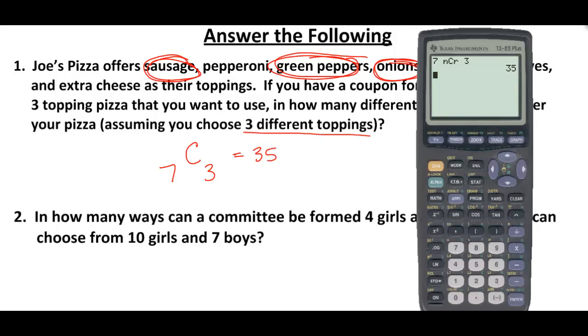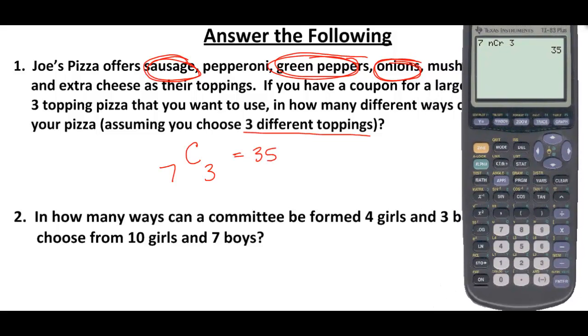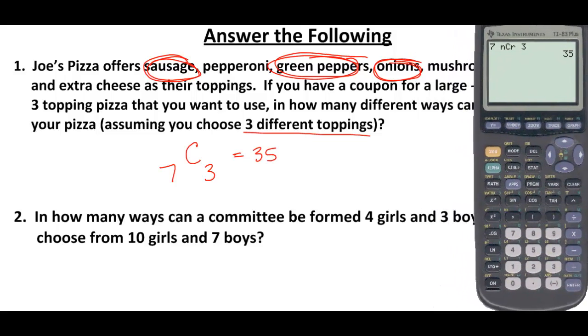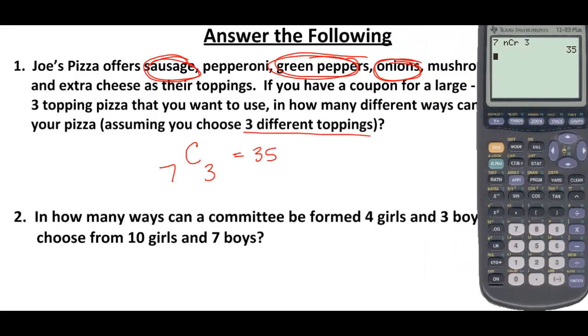Okay. Our next example says, in how many ways can a committee be formed of 4 girls and 3 boys if you could choose from 10 girls and 7 boys? So again, we just want to match things up. I have 10 girls, but we want to choose 4 of them to be in this committee. And again, the reason why order doesn't matter is because if I have a group of people and I pick 4 girls and 3 boys, it doesn't matter what order I pick them.